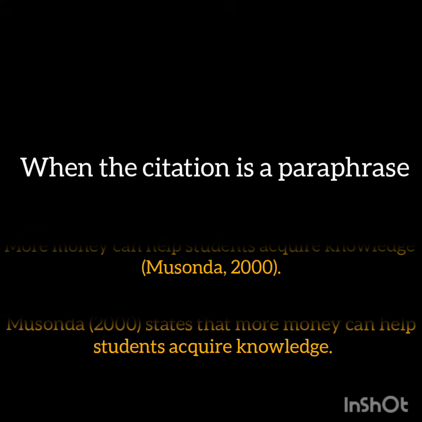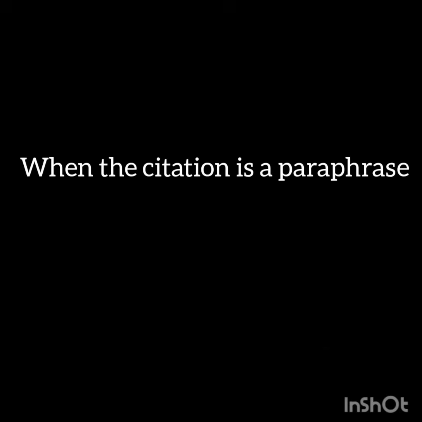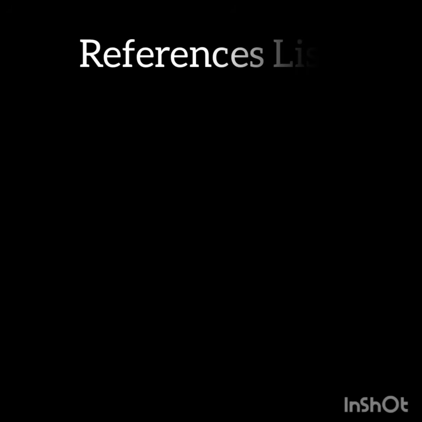At the end of your essay or assignment, and on a new page, you will have a references list which is a compilation of all the citations that you would have used in the body of your work. The title References should appear centered on your page. This references list contains all the publication information of each source or work used. For example, if in the text you cited Musonda 2000, it will appear as follows in the references list.